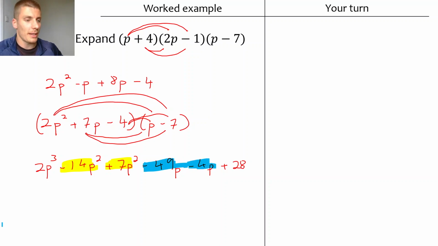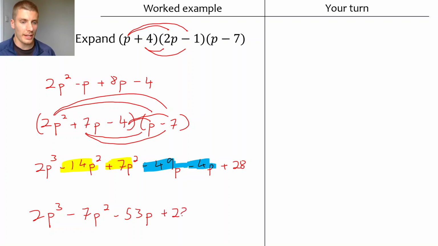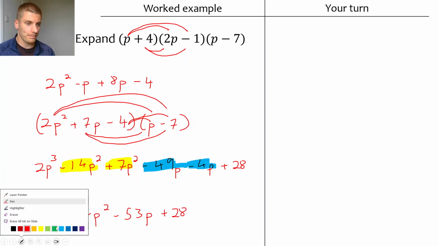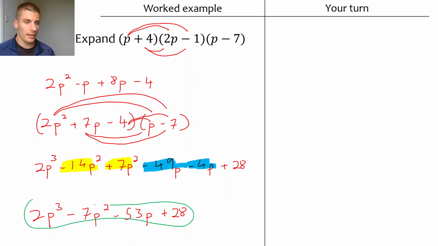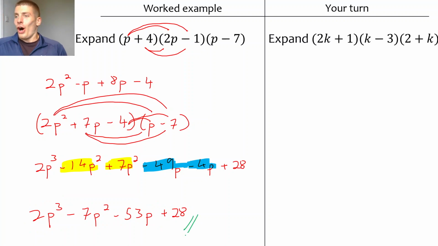And we just collect up the like terms like before. So we've got, in the middle, minus 14p squared plus 7p squared, and we've also got minus 49p minus 4p. Okay, we're just collecting up our like terms now. We are simplifying, which will leave us with 2p cubed minus 14p squared plus 7p squared, or minus 14 plus 7 is minus 7, and the p squared is there. Okay, minus 7p squared. We then got minus 49p minus 4p is minus 53p, and you've got the plus 28 on the end, and this here is your answer. There's your answer.